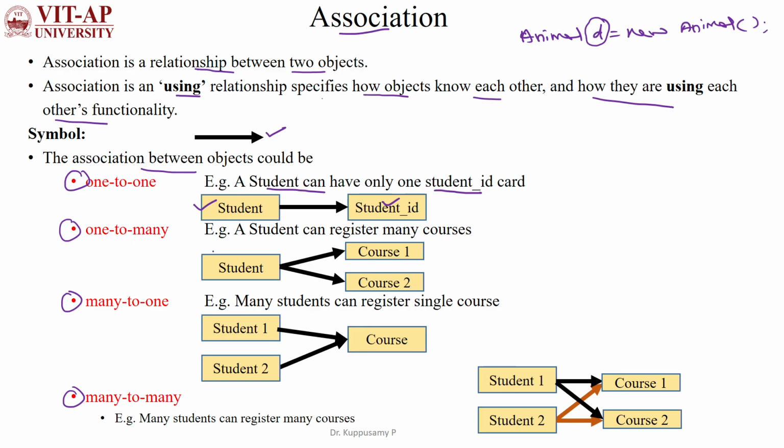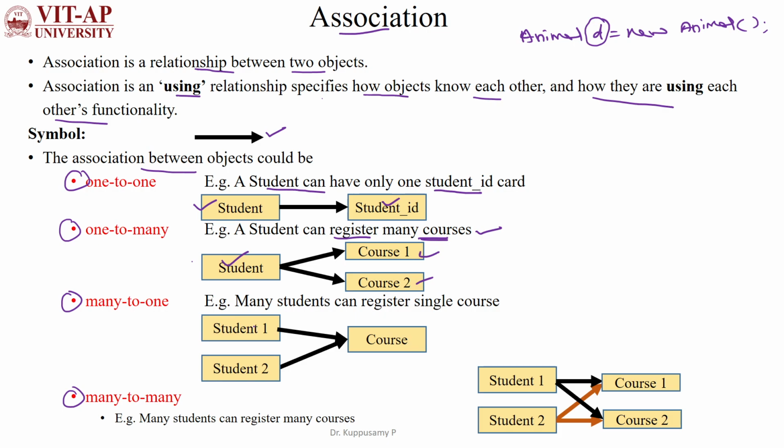And one to many, here the student can have many subjects or courses. That means he can register per semester a single course or many courses. So a single student registering many courses, that is called a one to many relationship.